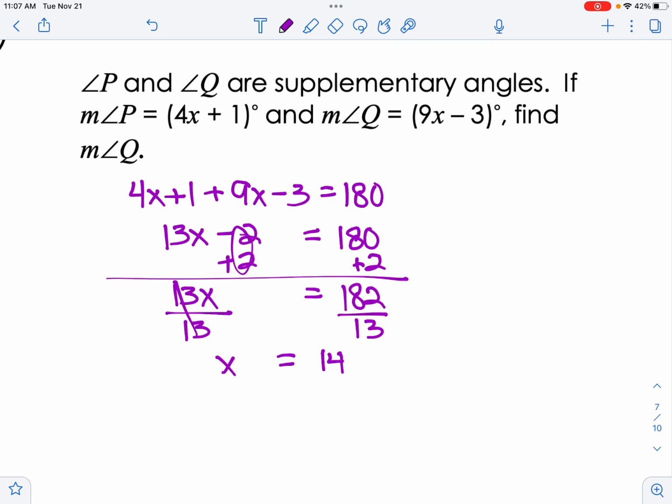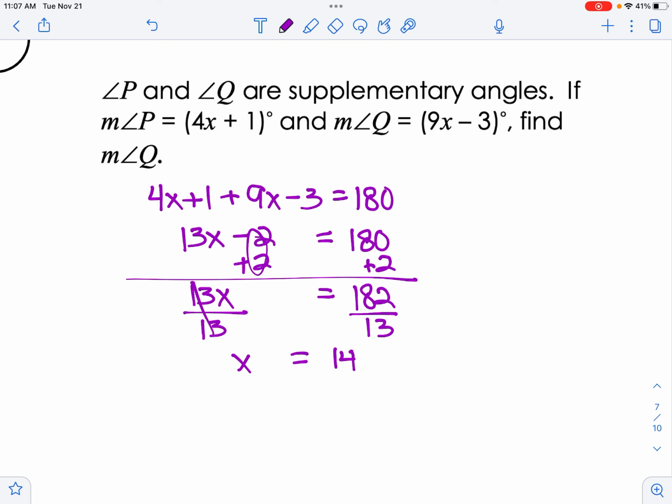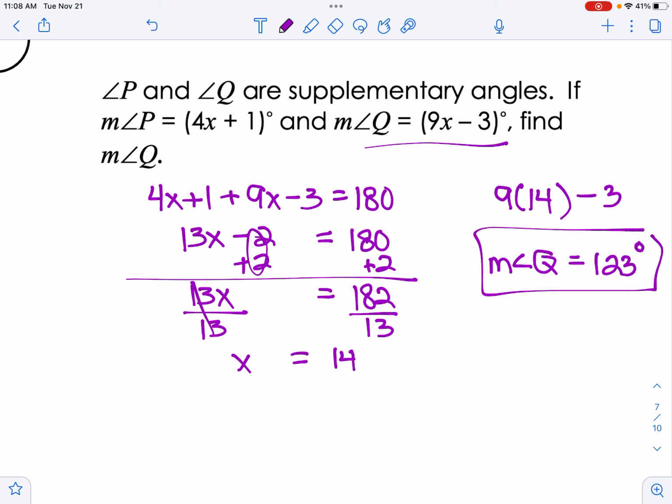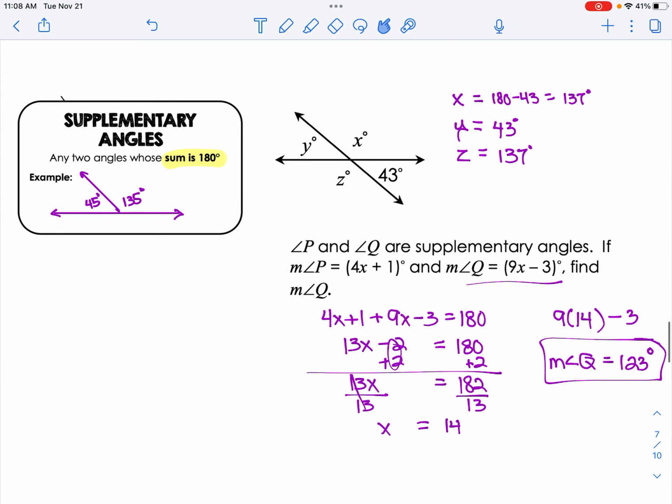Okay, so now I'm trying to find the measure of angle Q, which is this one. So now I'm going to say 9 times 14 minus 3. That's 126 minus 3 is 123. So the measure of angle Q is 123 degrees. All right, so we did it.